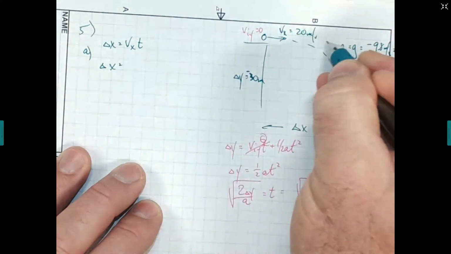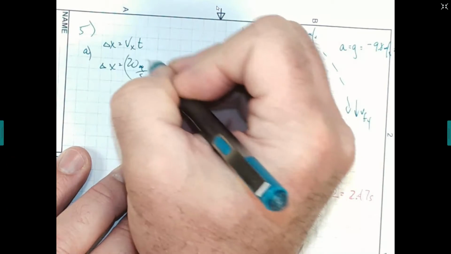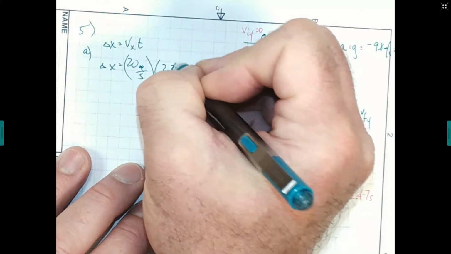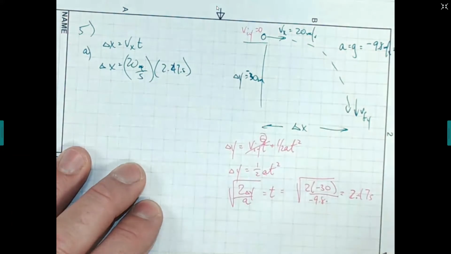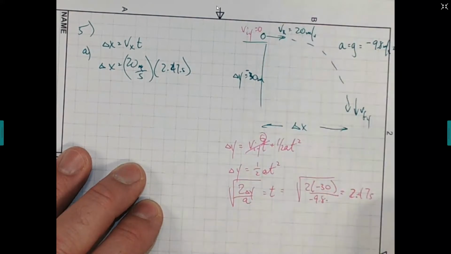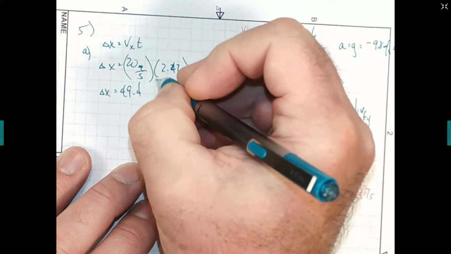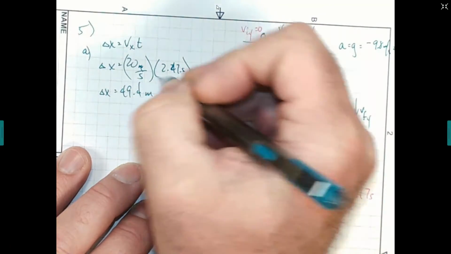And now we can go back and solve for part A that we were looking at. Delta x equals vx, which was the 20 meters per second, times the time of 2.47 seconds that we just solved for. And we get delta x is 49.4 meters.